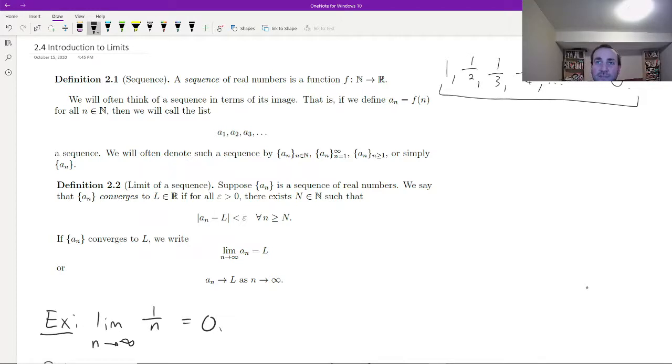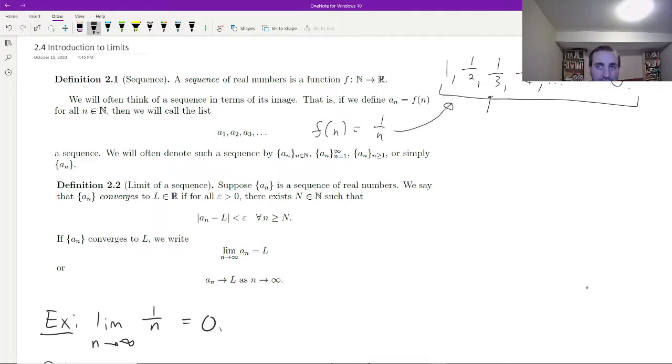I'm going to say that a sequence of real numbers is actually a function from the naturals to R, but we usually think about the sequence in terms of its image. So if I have a function f, I can define a sub n to be f of n, and then I write a list along those lines. So if my function f of n is 1 over n, then I get this simple list that I've written over here.